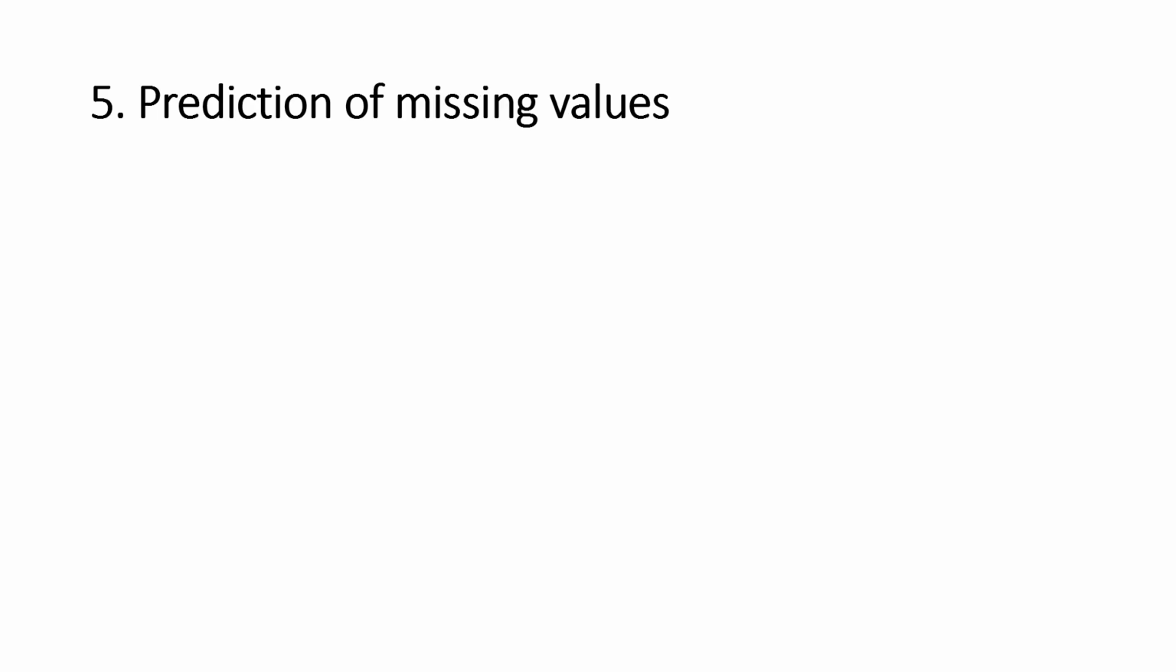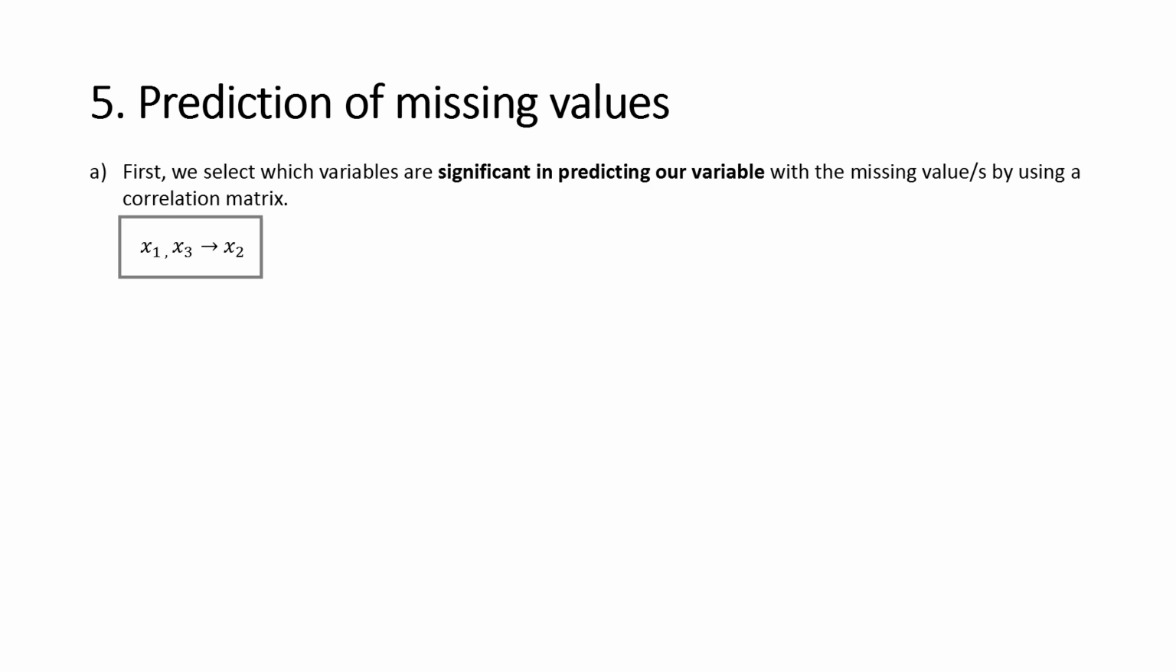Another method which we can use is the prediction of missing values. First, we select which variables are significant in predicting our variable with the missing value or values by using a correlation matrix. So let's say, for example, x1 and x3 are significant in predicting x2. We use the complete data to produce a regression model. So we use all the data where there is x1, x3, and x2 available to produce a regression model.